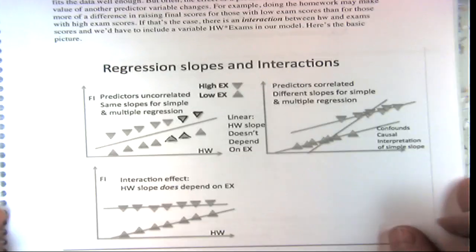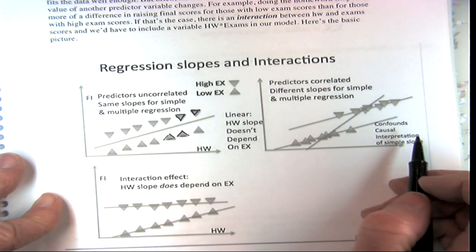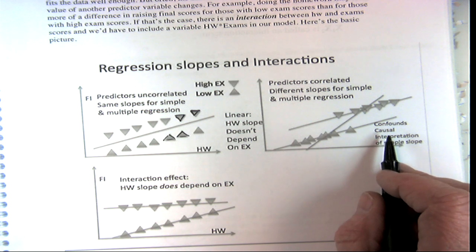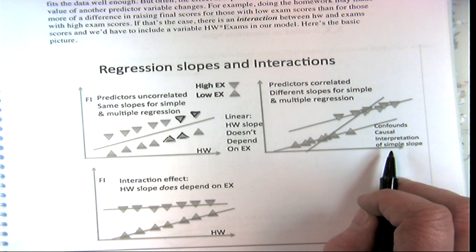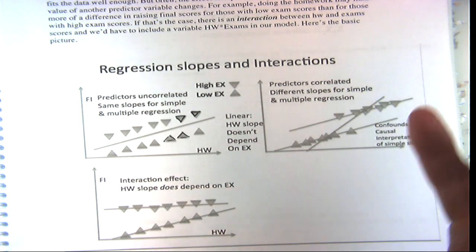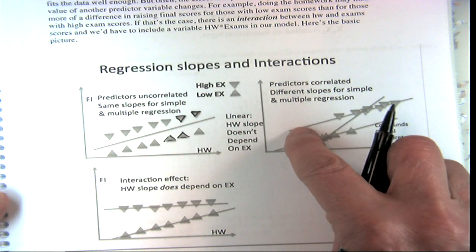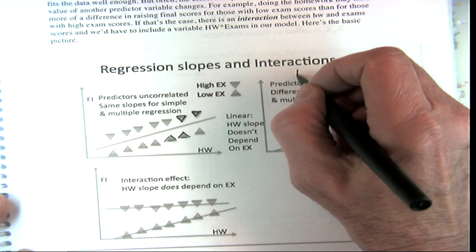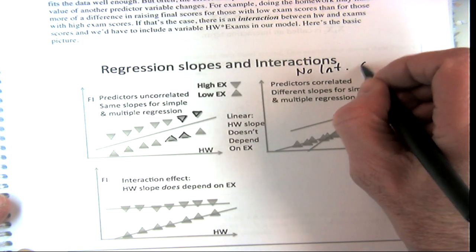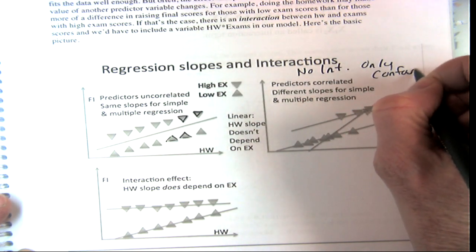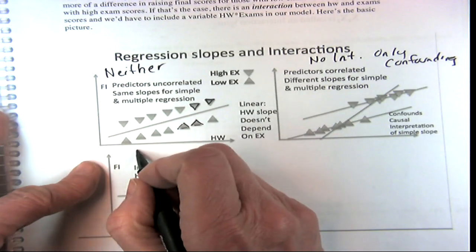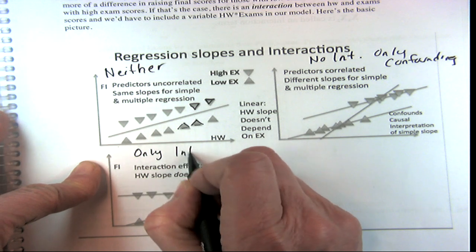Since it's here and since we had a very similar picture, the way you can think about it is that these correlated predictors, if we're talking about a causal interpretation, would be confounders. Here you have parallel slopes, so you have no interaction, only confounding. Here would be neither interaction nor confounding. This would be only an interaction.